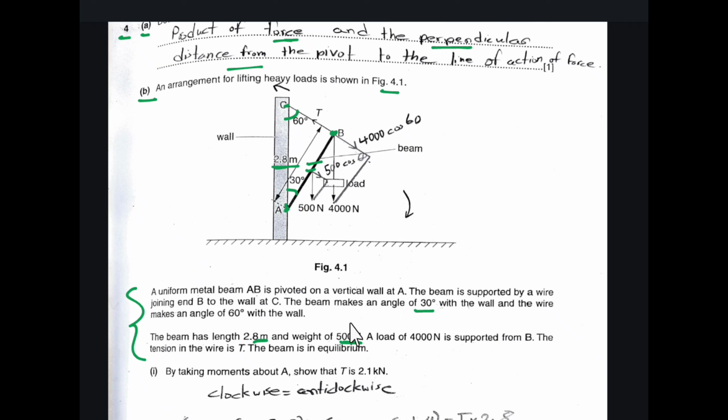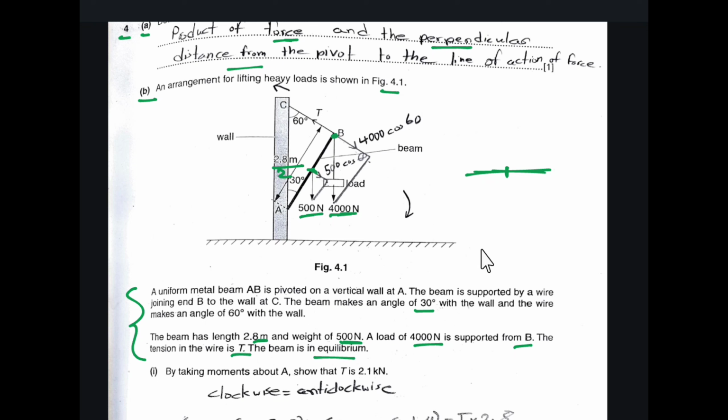Since the weight of the beam is 500 Newton, for a uniform beam the weight would obviously act at the center of gravity. And since the center of gravity for this beam is at its center, the weight is acting at the center, and this distance would be half of 2.8, that is 1.4 meter. Now the load of 4000 Newton is supported from B. So this load of 4000 Newton is supported from point B. The tension in the wire is T and the beam is in equilibrium.